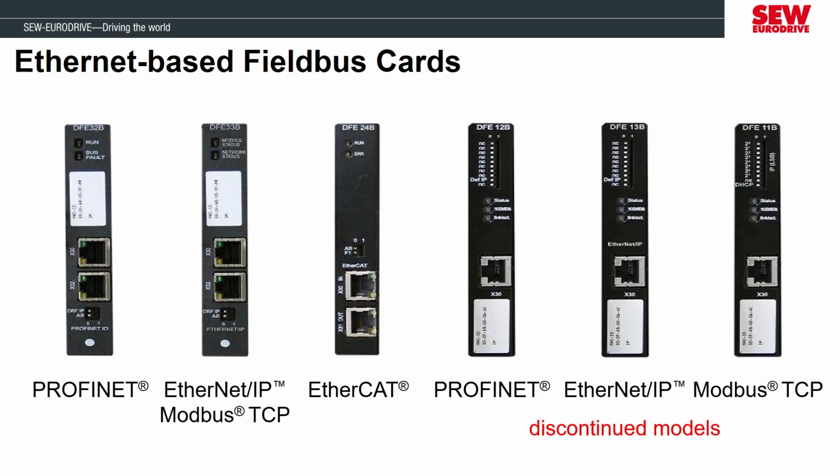Here are some earlier versions of the Ethernet-based Fieldbus cards. These are now discontinued, but you may see these out there if you have a MOVIDRIVE that was an early adopter of the Ethernet Fieldbus. All of our new option cards contain an integrated Ethernet switch, so you can daisy chain the network in and out of the MOVIDRIVE without having to go back to the main switch for each device connection.